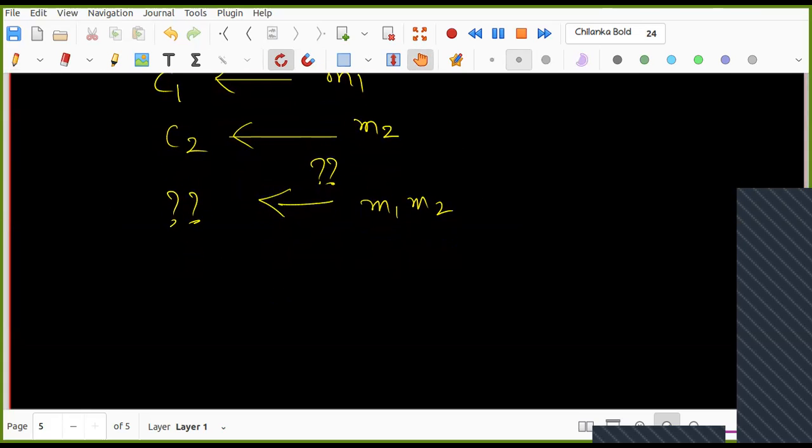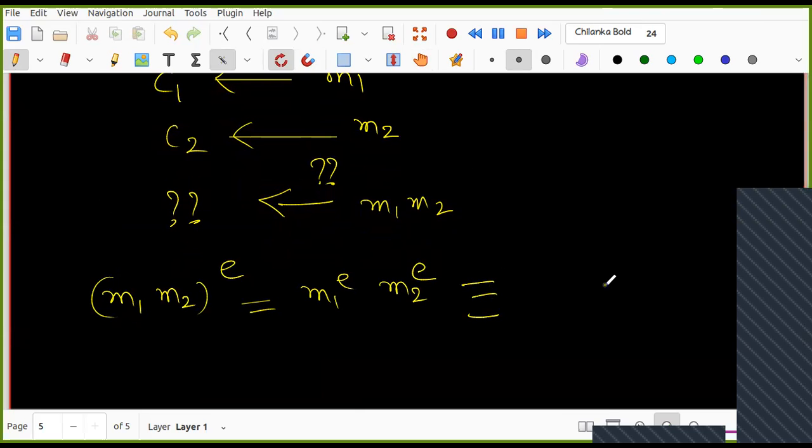It is easy to observe. For that, let us consider (M1 into M2) power E. What is this equal to? It is equal to M1 power E into M2 power E, correct? Now, this is congruent to what modulo N?